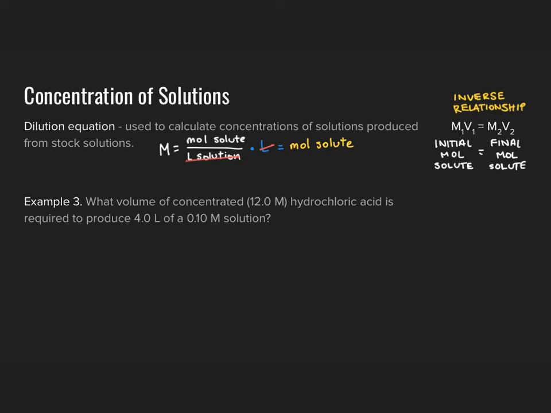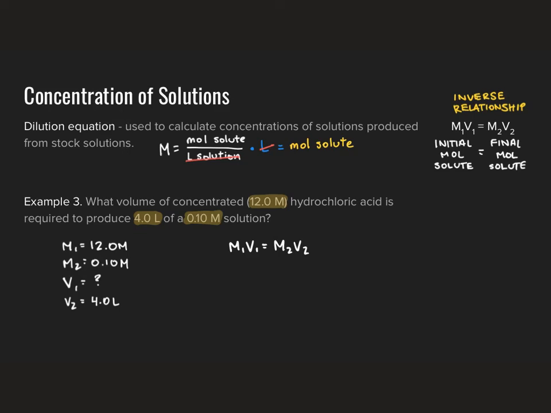In example 3, we're asking you what volume of concentrated 12 molar hydrochloric acid is required to produce 4 liters of a diluted 0.10 molar solution. So we're starting off with a concentrated solution of hydrochloric acid and diluting it to a solution which is easier to use in the laboratory. And again, set up our equation here, M1V1 equals M2V2. We've been given the initial molarity of the concentrated solution of 12 molar, and both the final molarity and final volume we want to achieve of the solution. So the only thing we're missing there is the initial volume, V1.